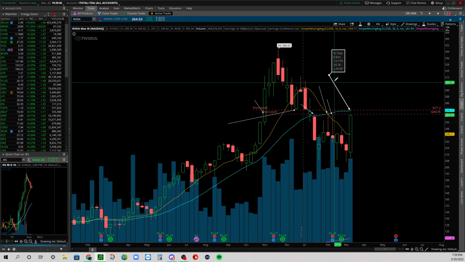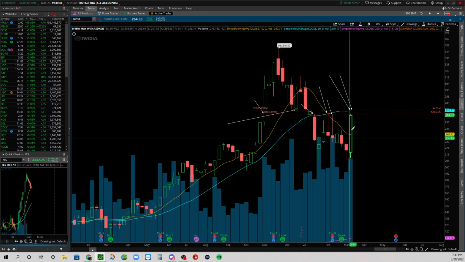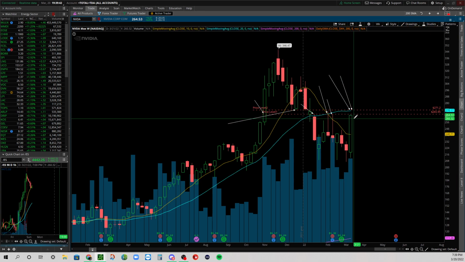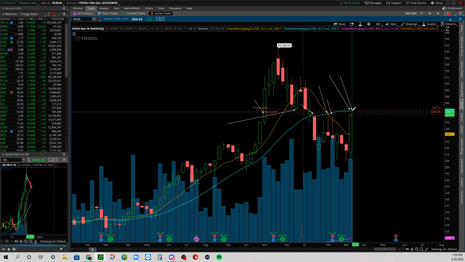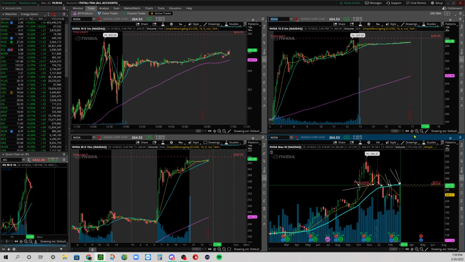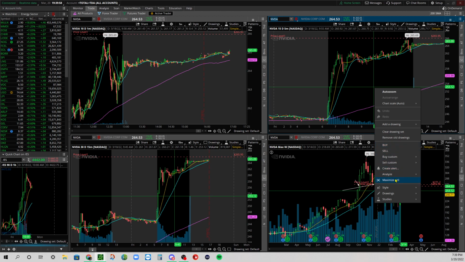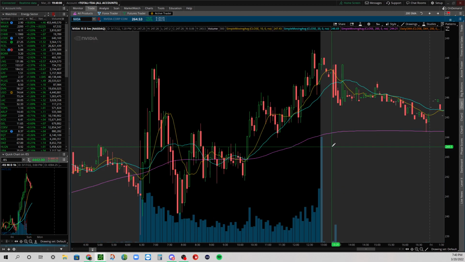That would be an A plus setup for me on the short side, because I know this thing is overextended and there's going to be a lot of profit taking to be had here. So what we're looking for on NVIDIA as an A plus setup is to get to the 270, 271 area and then look at our 5 minute. On the 5 minute setup, what we're looking for again is the upside down basket.